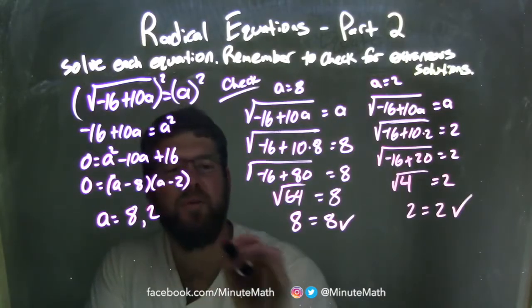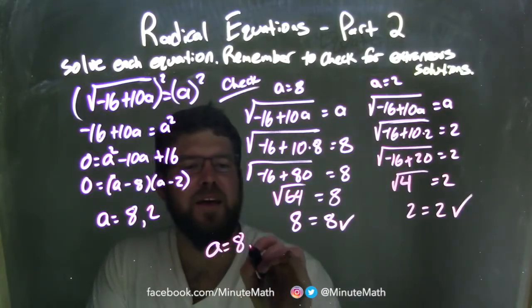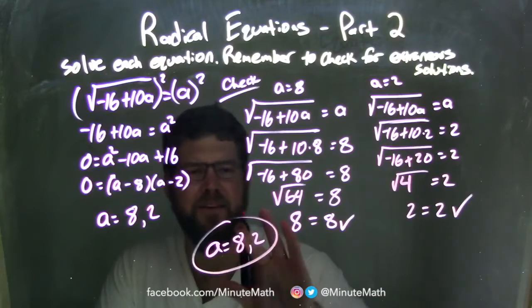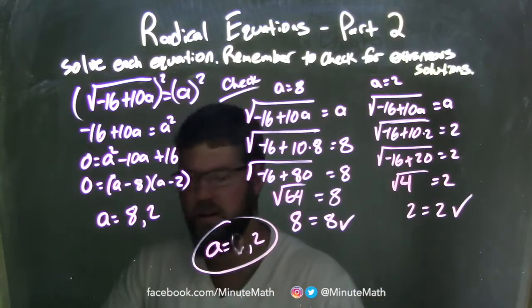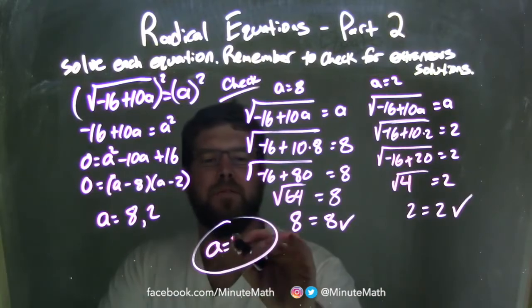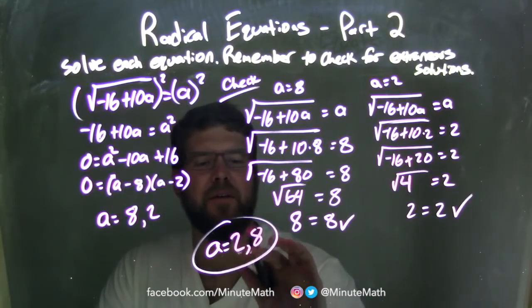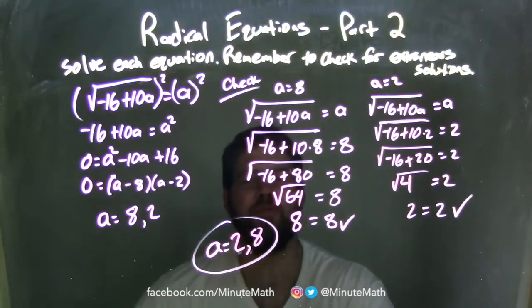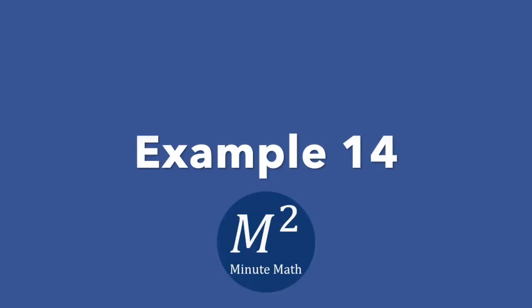So that makes both of these, A equals 8 and 2, or 2 and 8, a little nicer. Let's make it nice and neat. Come on, you're better than that. 2 and 8 here. 2 and 8 are true solutions, right? None are extraneous.